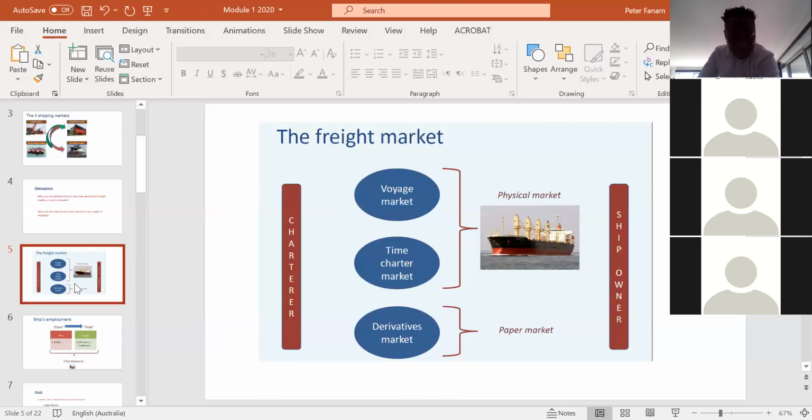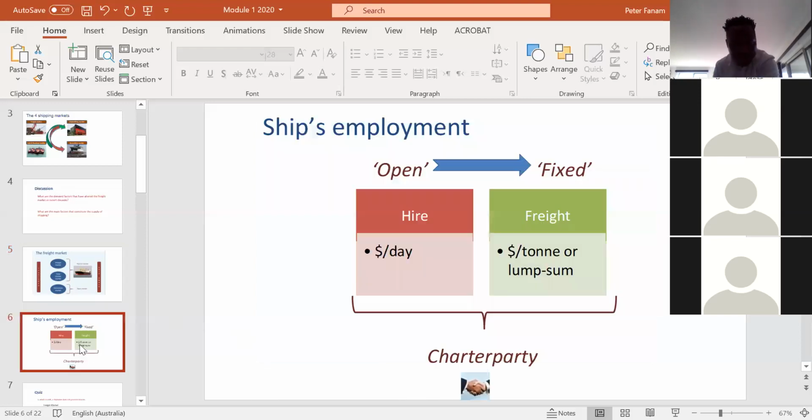Let's take a few minutes break, maybe 5 minutes break, and then we continue with the ship employment. Is that okay with everyone? Yep. Perfect.